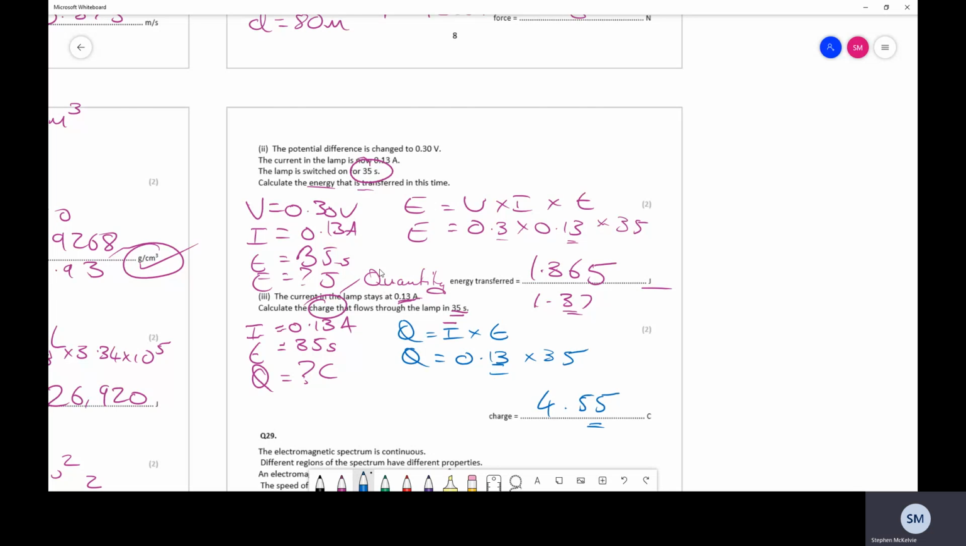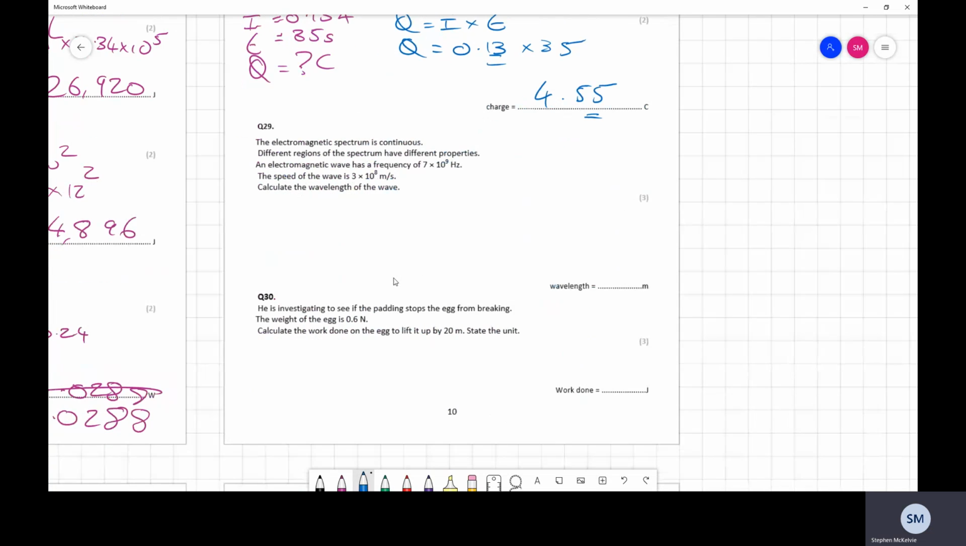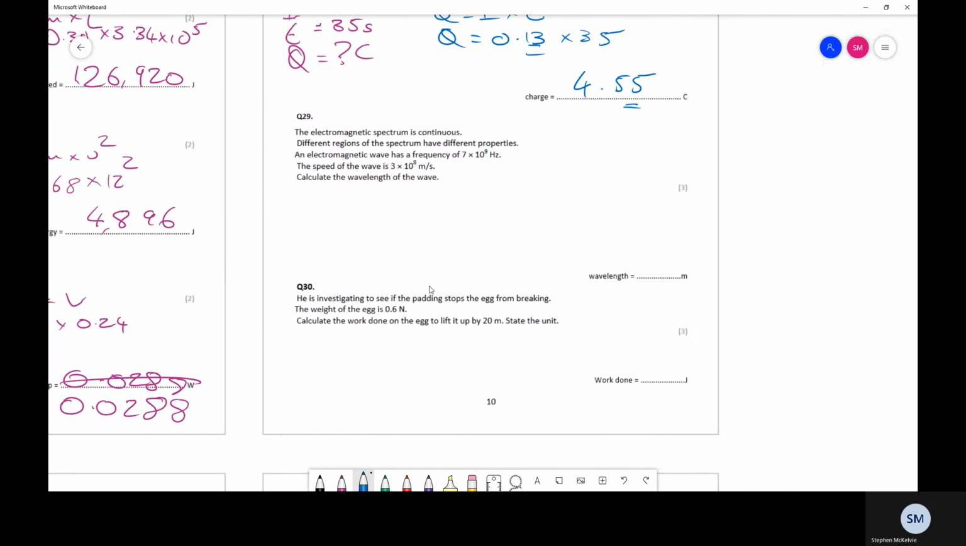Everything's happy. The electromagnetic spectrum is continuous, and that just means that there's no difference in the makeup of the waves, but there is a subtly changing difference between different parts of the spectrum. Different regions of the spectrum have different properties. An electromagnetic wave has a frequency of F is equal to 7 times 10 to the 9. I'm glad we're getting one of these. And the velocity of the wave is 3 times 10 to the 8. Calculate the wavelength of the wave.